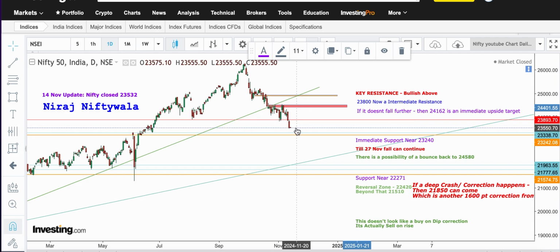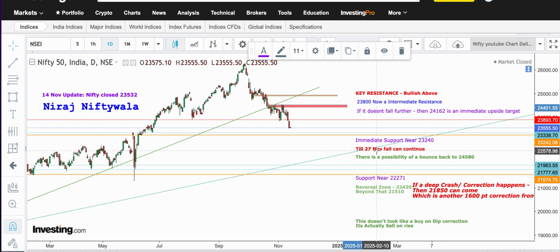But what if it doesn't fall? Then where do we go? There are 2 blue lines which I have drawn. This was the last red line, which was an immediate resistance. Now there are 2 red lines. This is the area which is a support zone that I see. Immediate support is near 23,240. That is how you should look at it.